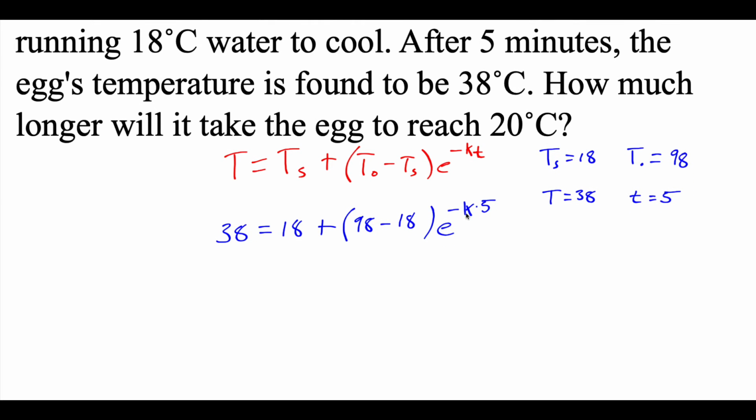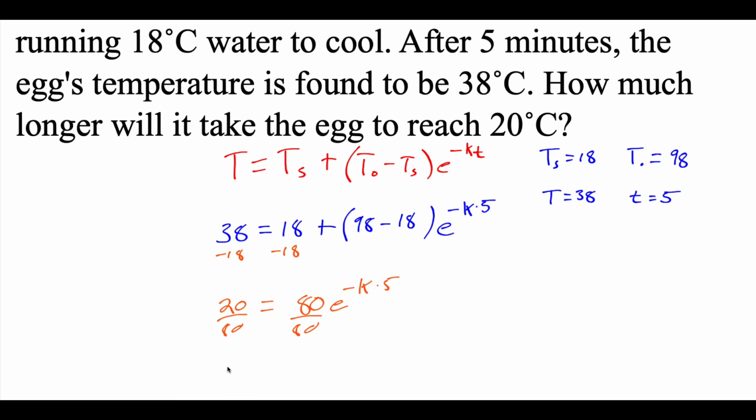Now, there's some simplifying that needs to happen in here because we're trying to solve for k. The first thing that I'm going to do is subtract that 18 over to the left-hand side. So 38 minus 18 is 20 equals, now if we do this subtraction inside of our parentheses, 98 minus 18, that's going to be 80 e to the negative k times 5. I'm going to divide that 80 over to the left-hand side, and I'm going to leave it as a fraction.